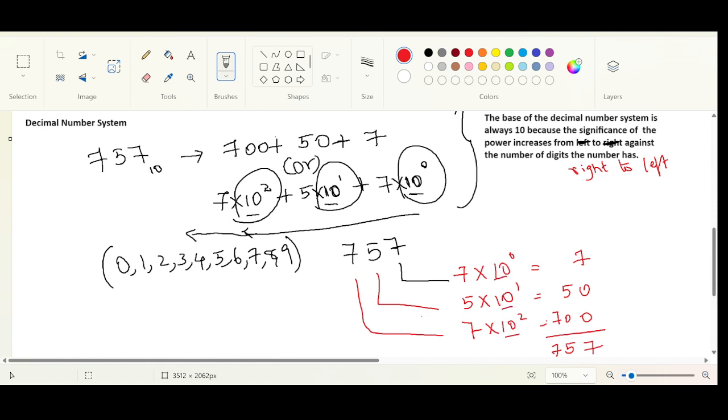The significance of the power increases from 0 and so on. It starts from 0 and keeps increasing by one from right to left. You take the number, you do the conversion with the base 10 and you will get the same number. So that number system is called the decimal number system, the base is 10, and the numbers are from 0 to 9. Very simple. I don't think further explanation is required.